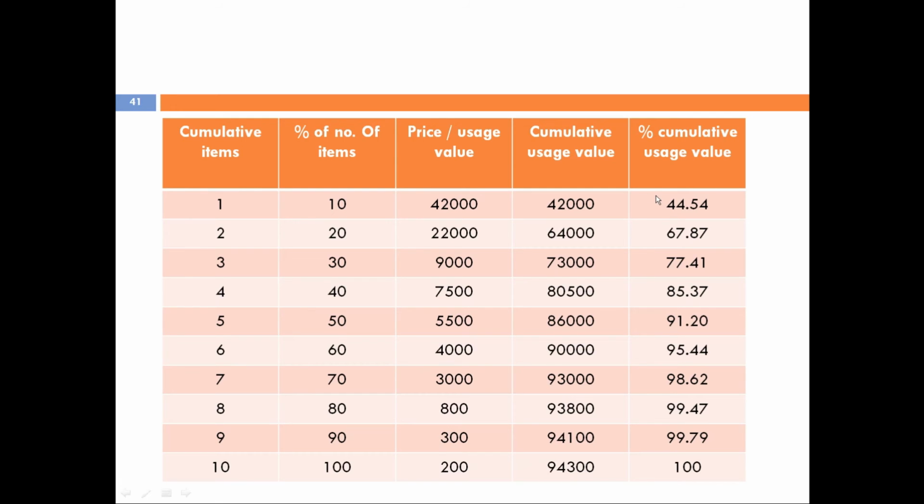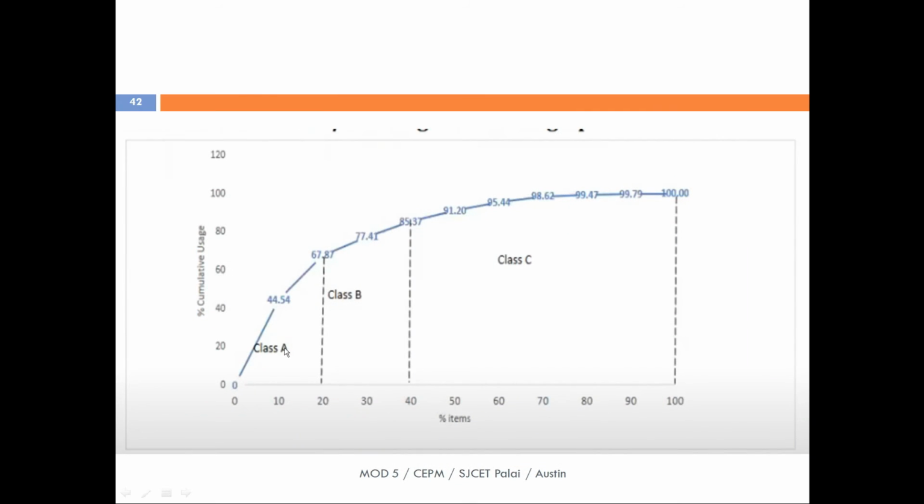Then we find the percentage of cumulative value. The cumulative value for the first item, 42,000 divided by 94,300, gives you 44.54 cumulative usage percentage. For the second item, 64,000 divided by 94,300 gives you 67.87 percent. Likewise, we do this and for the 10th item, we get a cumulative usage value of 100 percent. So these are the main steps involved in the ABC analysis.